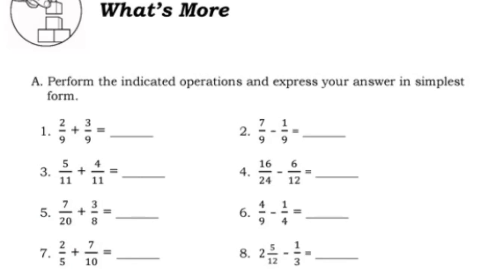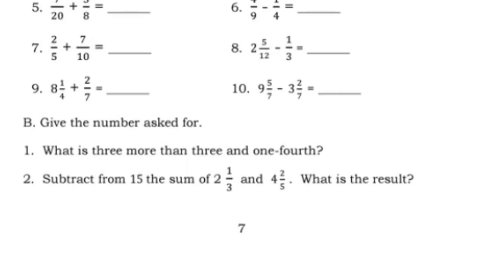Then for what's more, A, perform the indicated operations and express your answer in simplest form. So apply here what you have learned in our discussion. Then letter B, give the number asked for. Number 1, what is 3 more than 3 and 1/4? So you're going to transform this one to a mathematical sentence. Same with number 2. Subtract from 15 the sum of 2 and 1/3 and 4 and 2/5. What is the result? So you're going to make this one a mathematical sentence.